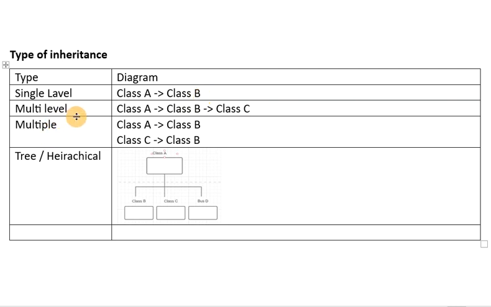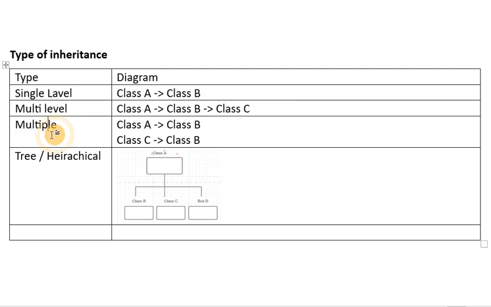And in the case of multi-level, definitely there will be a hierarchy, you can say. It is not exactly a hierarchy, it is chaining, you can say. So here class A is being used by class B, and class B is inherited by class C. So this is a kind of chaining. So it is multi-level.